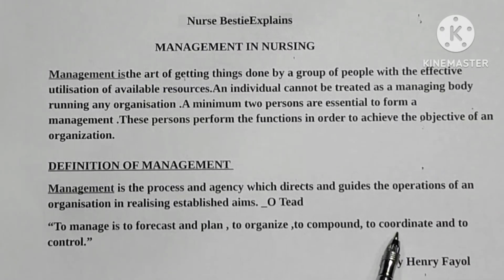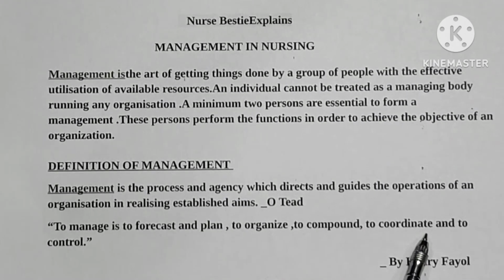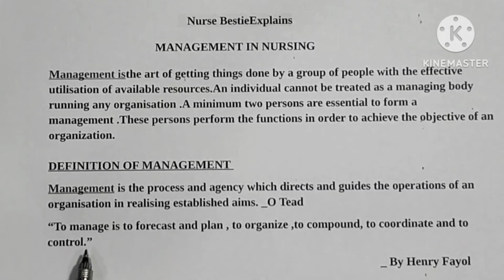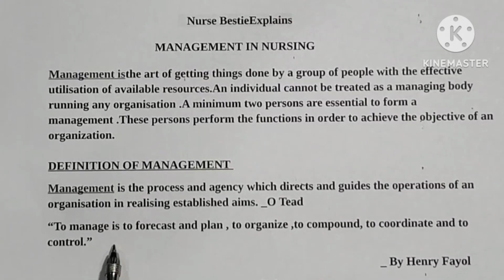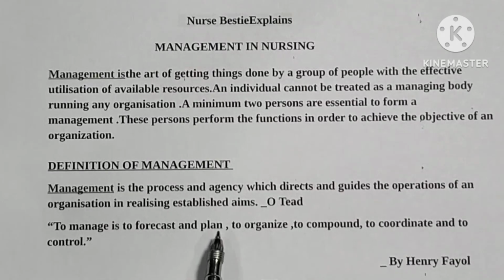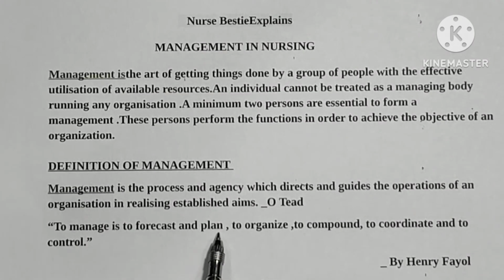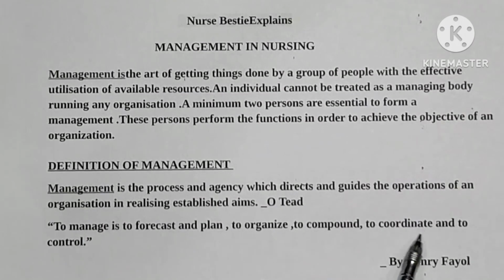If you allot work to 10 people, they have to coordinate the allotted work, systematically plan, then do it, and also control. Those 10 people also have to be controlled so that your work will be done and your aim will be achieved. So, to manage is to forecast and plan, to organize, to command, to coordinate, and to control. This definition is according to Henry Fayol.